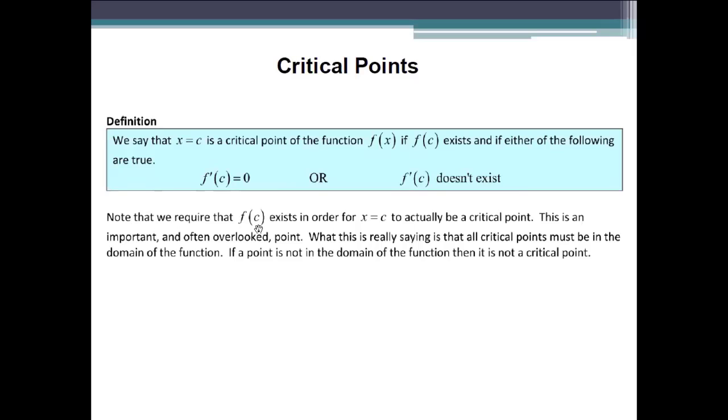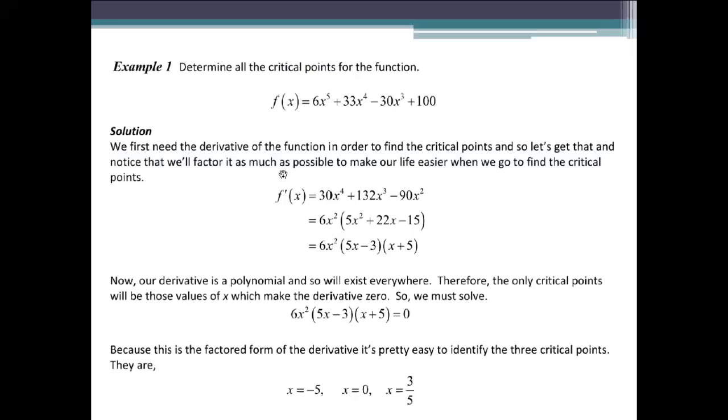Note that we require that f of c exists in order for x equals c to actually be a critical point. This is an important and often overlooked point. What this is really saying is that all critical points must be in the domain of the function. If it's not in the domain of the function, then it's not a critical point of our function. So it should belong to our domain. And now, let's consider the first example.